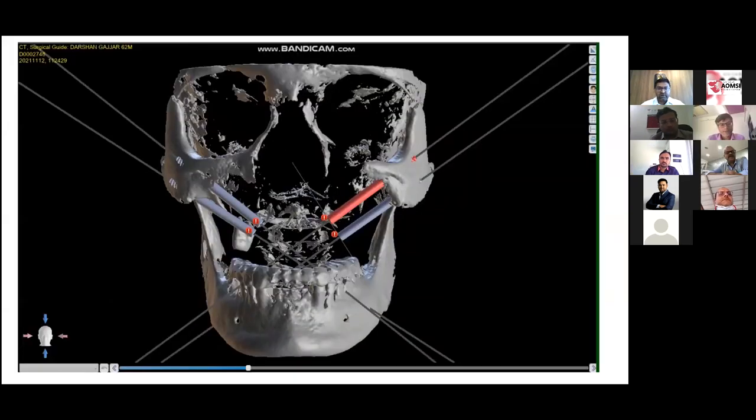So what we have done here, we planned this case. The patient has, as Dr. Kaushik said, a financial constraint, so we had to choose the minimal cost option. So we had chosen the quad zygoma. This is the virtual planning which we did to approximately decide the length of the implants and the position of the implants.